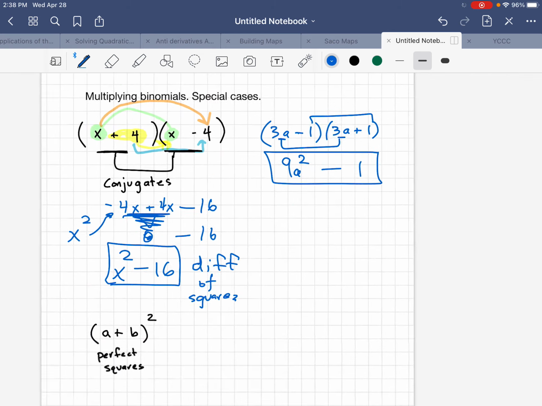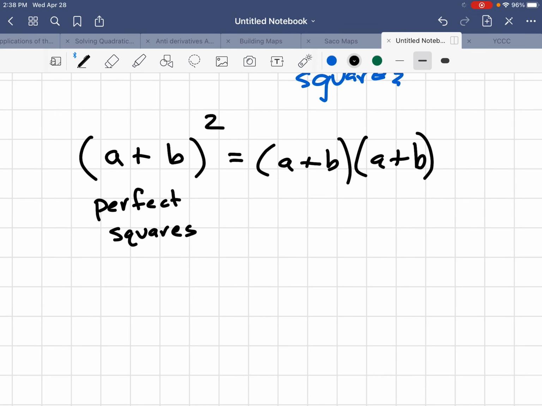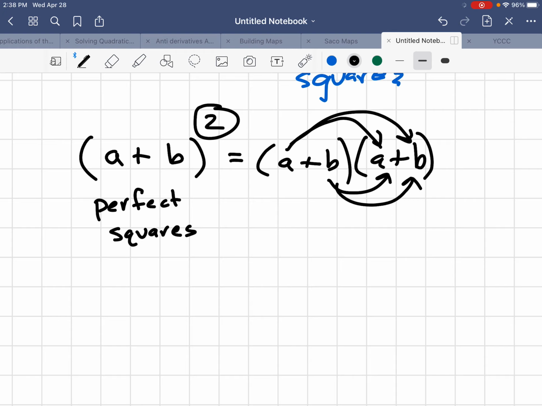Very different than when you have to square a binomial. The biggest mistake I see after Algebra 2 is that people forget that there's a middle term here. You need to know that this squared means you're multiplying by itself twice. There are 1, 2, 3, 4 different chunks to add together.